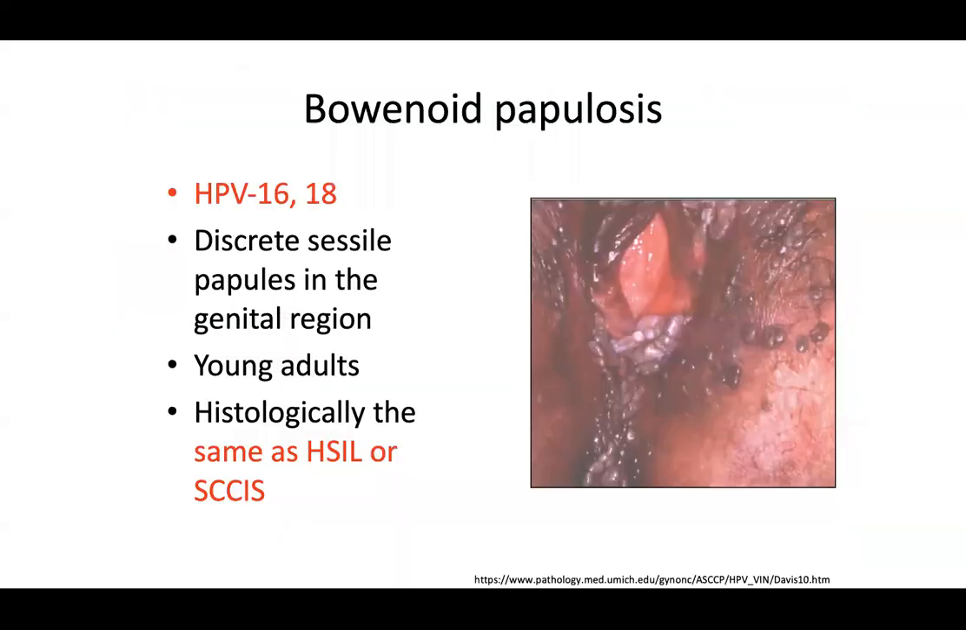So bowenoid papulosis, as I mentioned, is essentially the same as high-grade squamous intraepidermal lesion or neoplasia or squamous cell carcinoma in situ. Bowenoid papulosis is a term basically encompassed by that because it has clinically these papules and histologically Bowenoid or Bowen's disease histology. So often associated with HPV 16 and 18. You'll see discrete sessile papules in the genital region in young adults often, but could occur at any age. And as I said, histologically the same as HSIL or SCCIS.